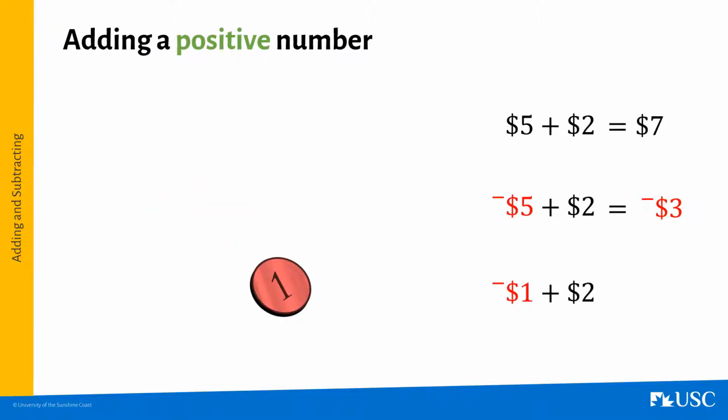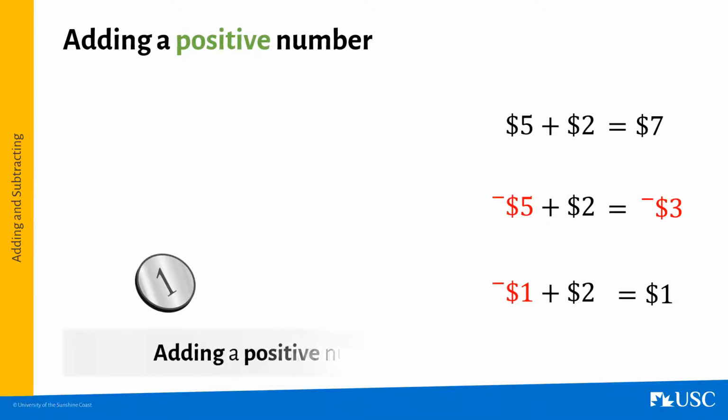Starting with a debt of $1, adding $2 to that means that we can pay off our debt, and that leaves us with $1 credit. Our balance has again increased. In each case, adding a positive number has increased our balance.